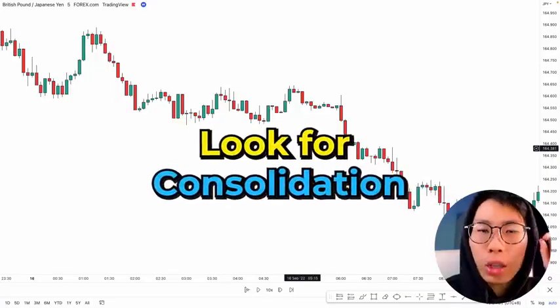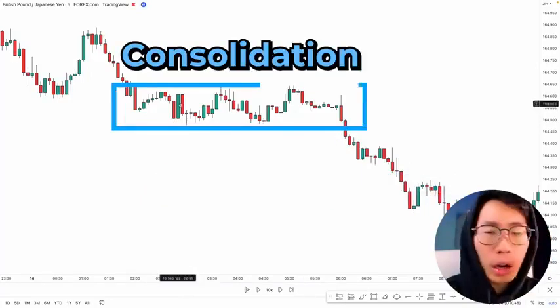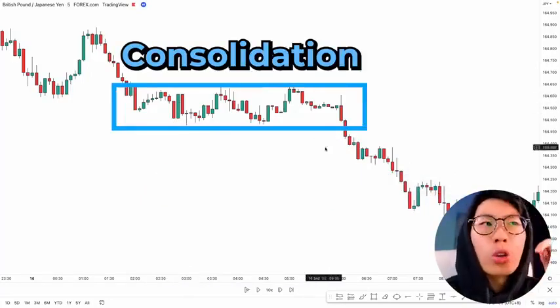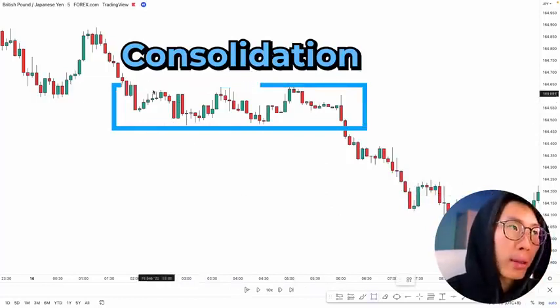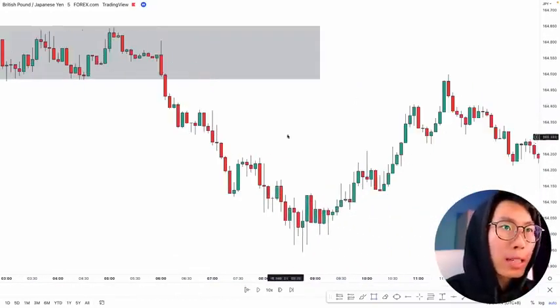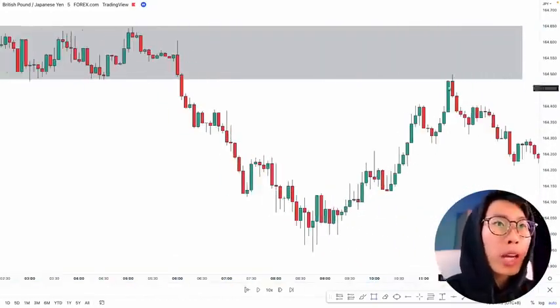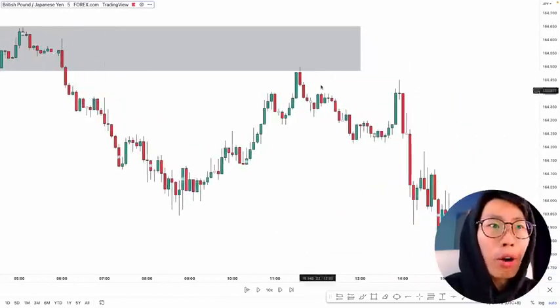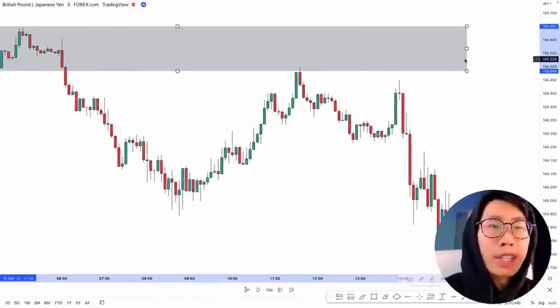The next way is consolidation. You can see right here, price is just going sideways, not going anywhere. So what you can do is draw a box to box up this entire consolidation. And look at what price does. Price literally went up all the way to touch this consolidation box before heading back down. So that is your second way.